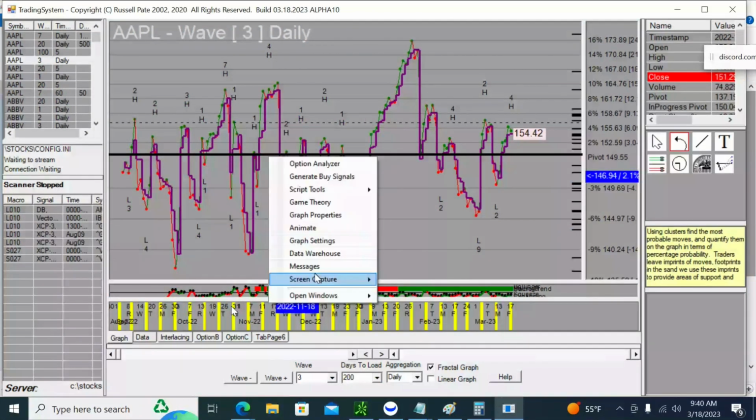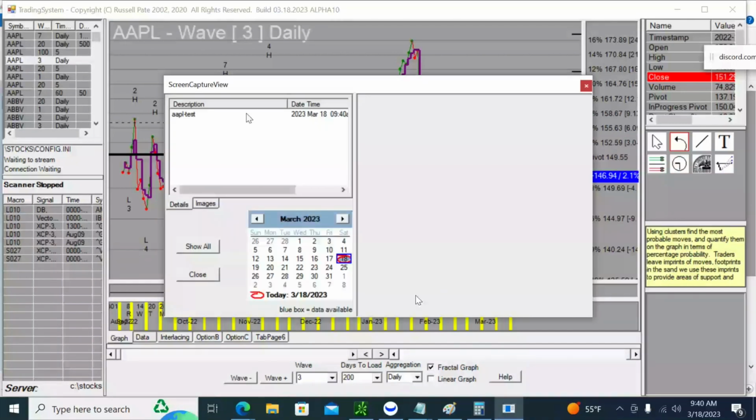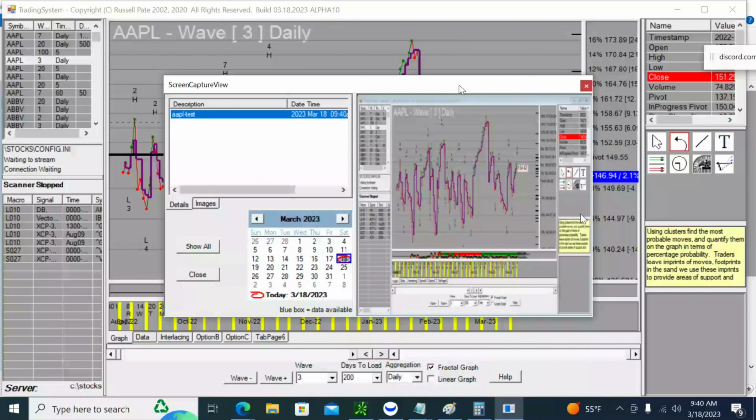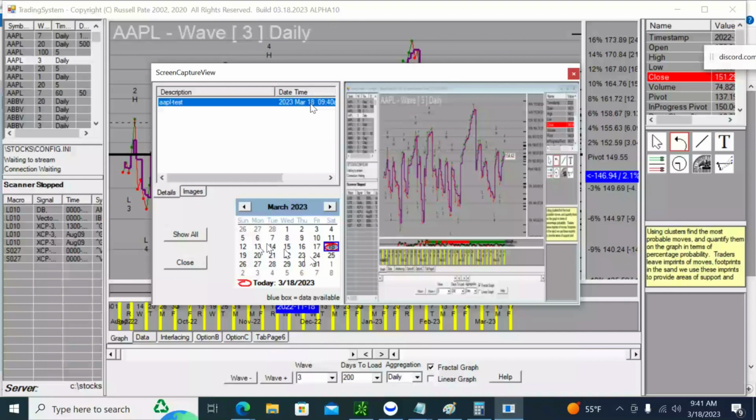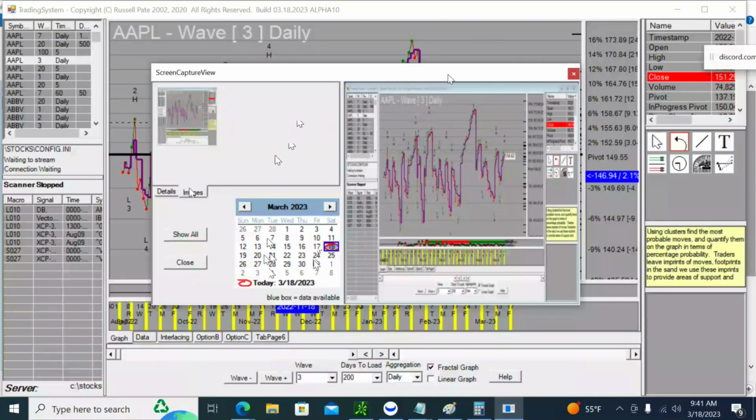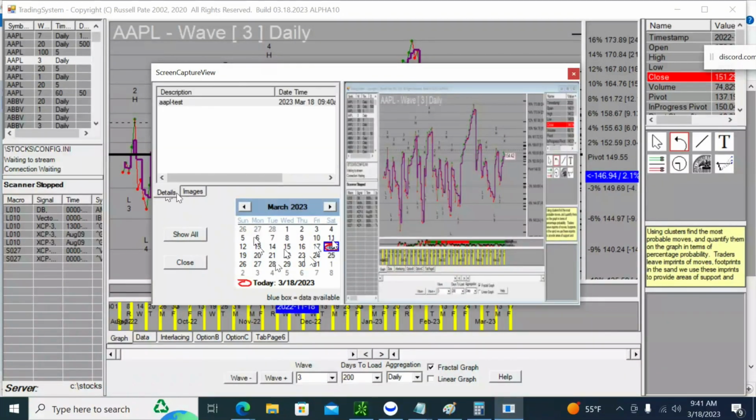Then it can go into view screen capture and it'll show it right here, with the date and the time it was captured. There'll be the menu down here, and it shows wherever there are screen captures done. There's another one where it shows the icons. I use this to keep track of stuff.